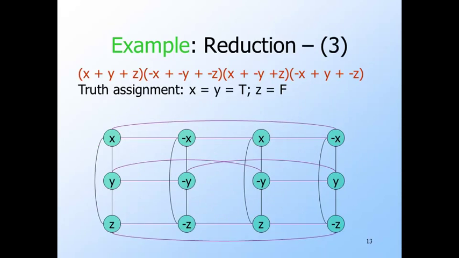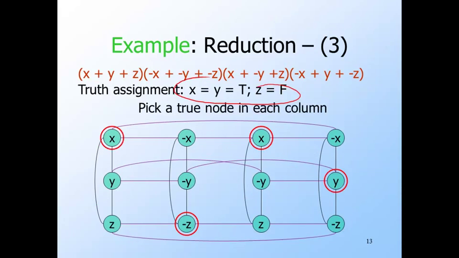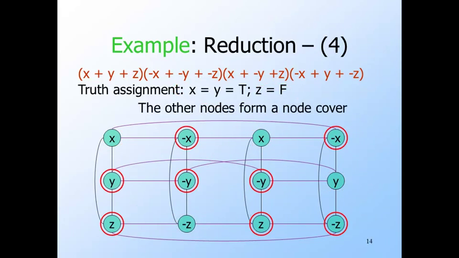For example, here's the 3-SAT instance we saw earlier, and here's the graph with budget 8 that we constructed. Here's a truth assignment. It happens to be a satisfying assignment, so we can pick a node from each column that is made true by the assignment. Here's one such choice. There are others. For example, in the first column we could have picked y instead of x. I claim that if we take the other 2 nodes from each column, we get a node cover.